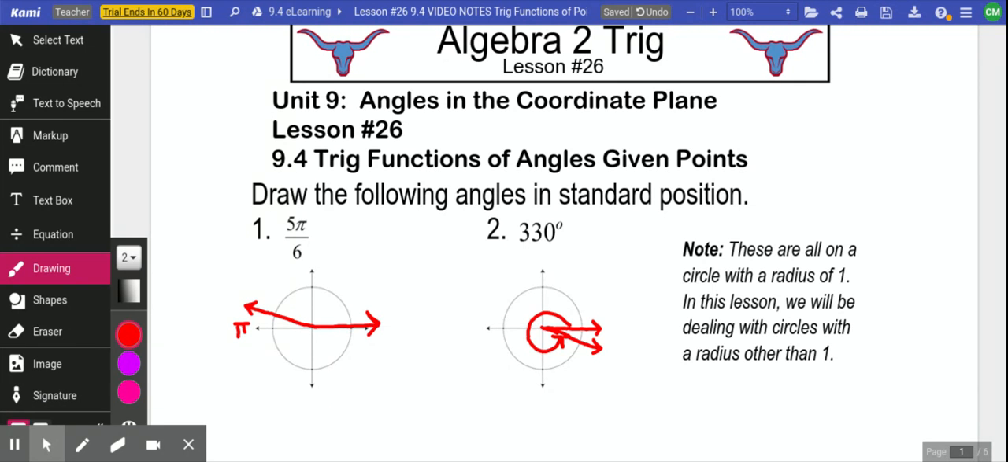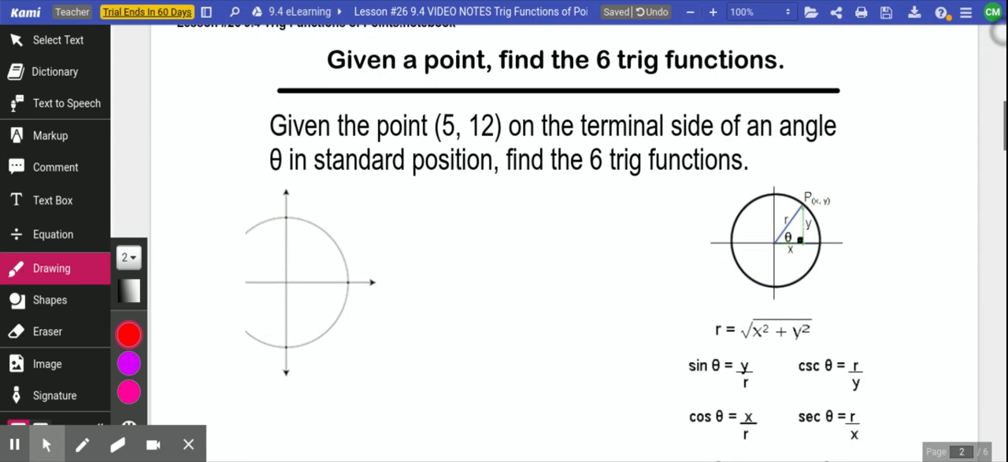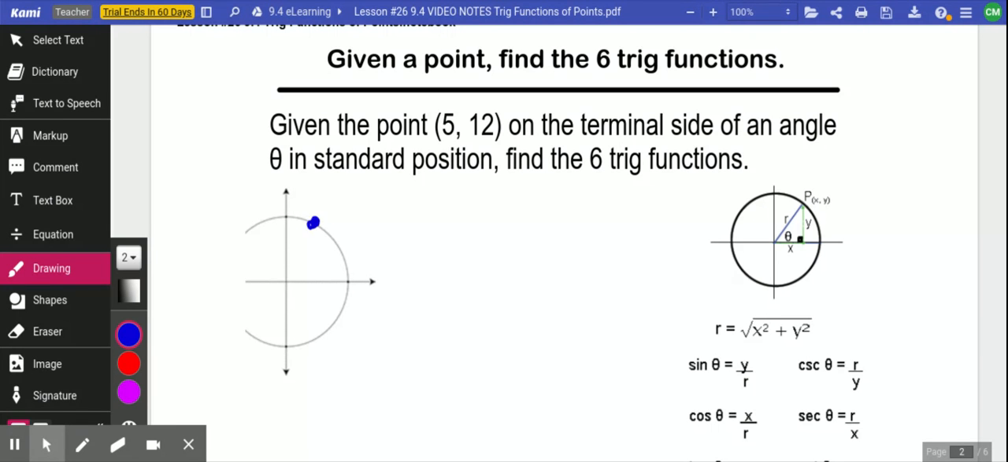Okay, so now what happens when we're talking about a radius other than 1? That's what we're looking at today. So let's say we're given the point (5, 12) on the terminal side of an angle theta in standard position. Find the 6 trig functions. So let's map out the point (5, 12). And that would be over a little and up a lot. So I'm just going to guess (5, 12) is about right there. And so we could have some angle here. And we need to know what that is in radians.